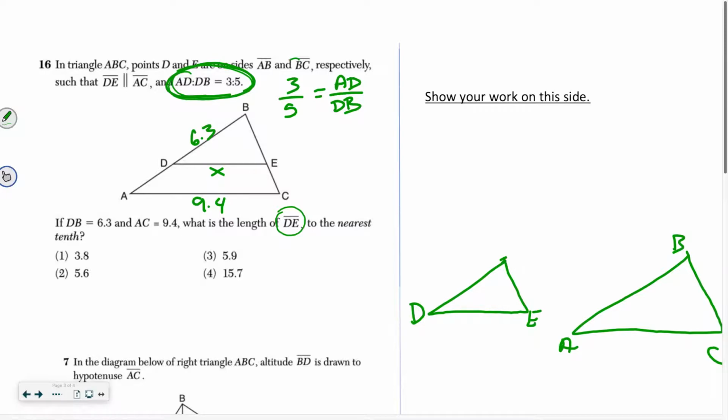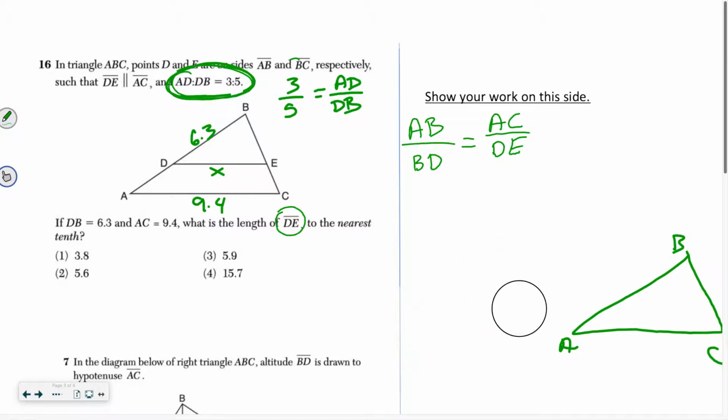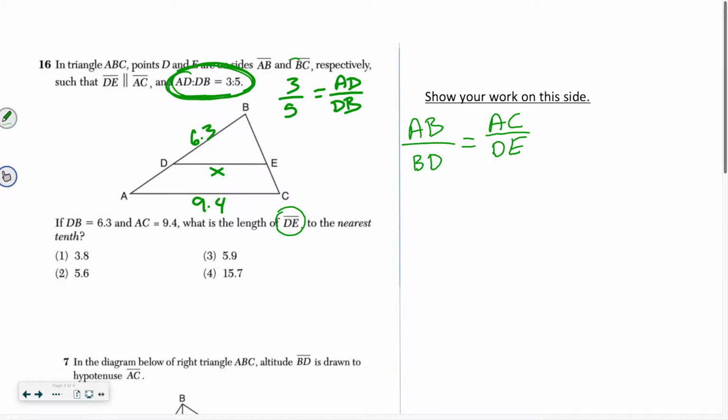Okay? In order to set this ratio, which is going to be AB over BD is equal to, that's big over small. So I'm going to do big again over the small side, DE. Okay? But I don't know what the length of AB is. I need to know it. In order to know this whole length, I have to figure out what the length of AD is.